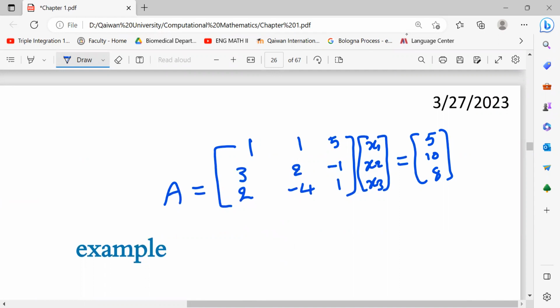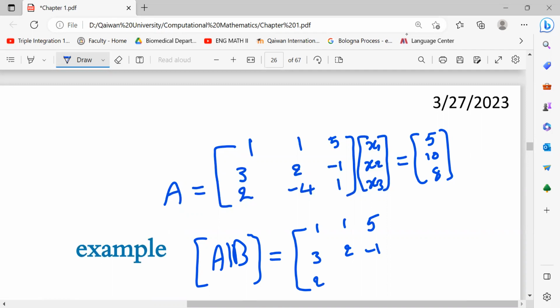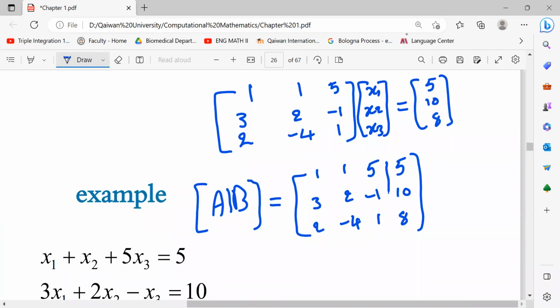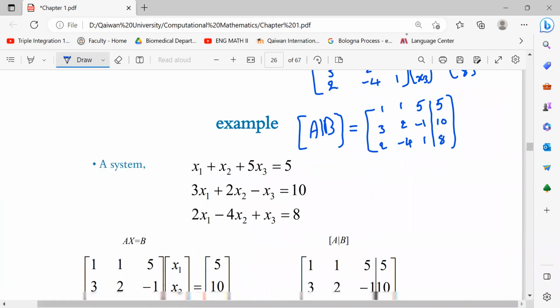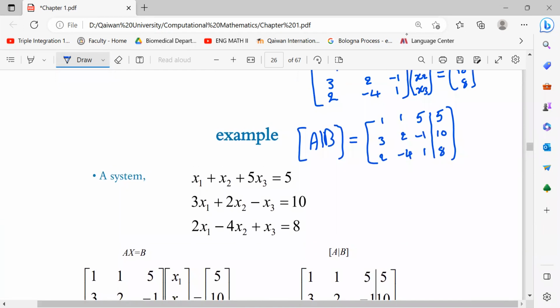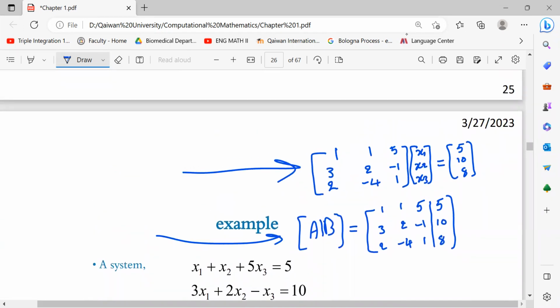So what's the augmented matrix? The augmented matrix is [A | B]. As the matrix A, then we write down matrix B as the last column. Let's write down matrix A the same: 1, 1, 5, 3, 2, -1, 2, -4, 1. Then we write down B as the last column, which is 5, 10, 8. This is the augmented matrix. Or you can separate them by a vertical line. That's it. Do you have any question about this? It's so easy. This is matrix form and this is the augmented matrix.